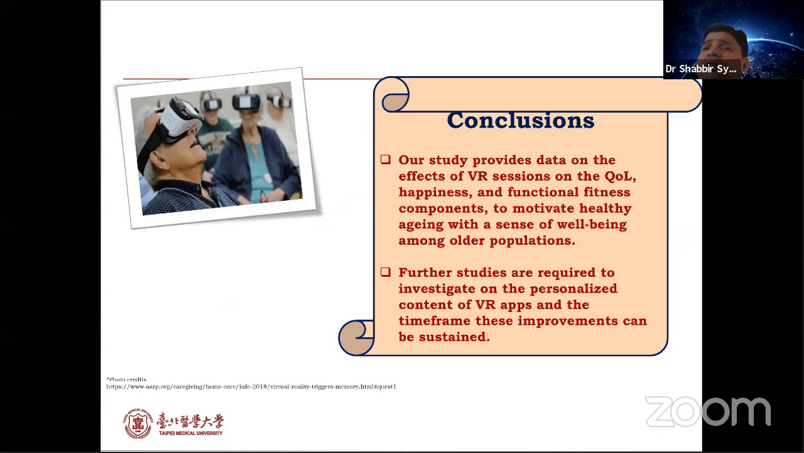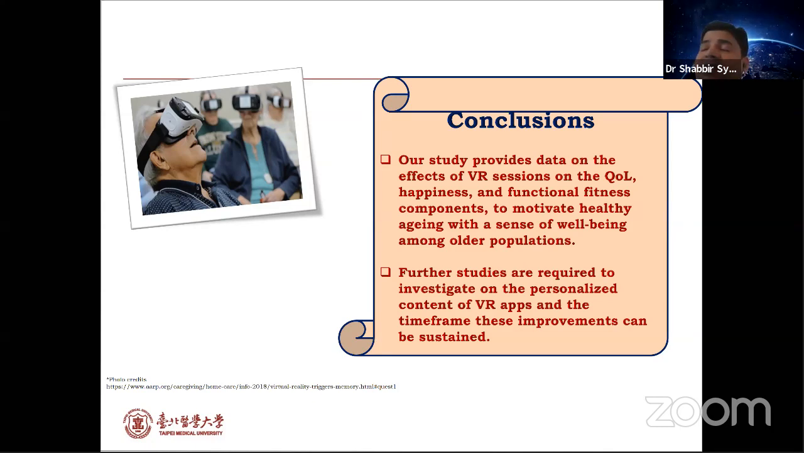So I conclude this, my second study. Our study provides data on the effect of VR sessions on quality of life, happiness, and functional fitness components to motivate healthy aging with a sense of well-being among the older population. Further studies are required to investigate personalized content of VR apps and time frame, so that these improvements can be sustained.